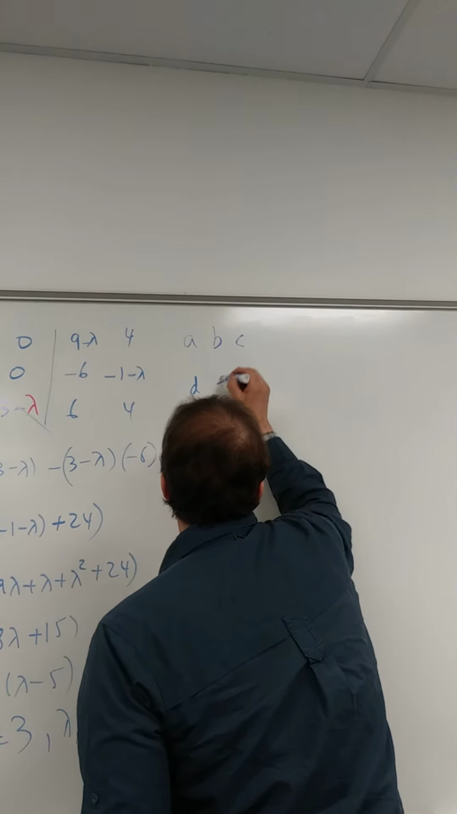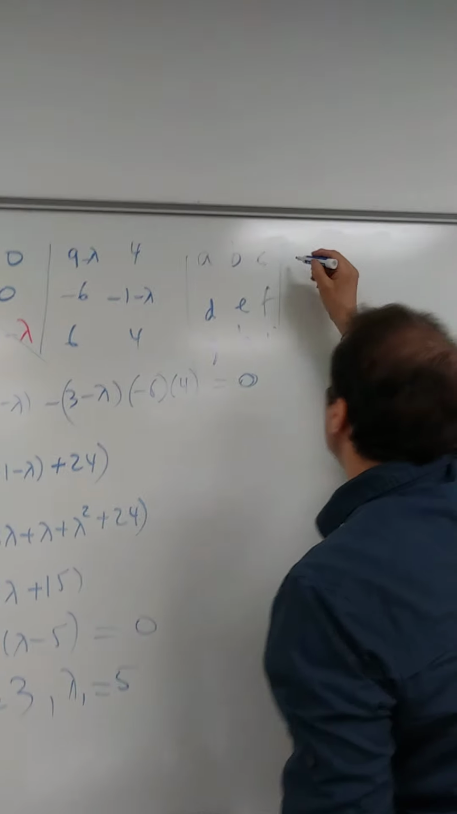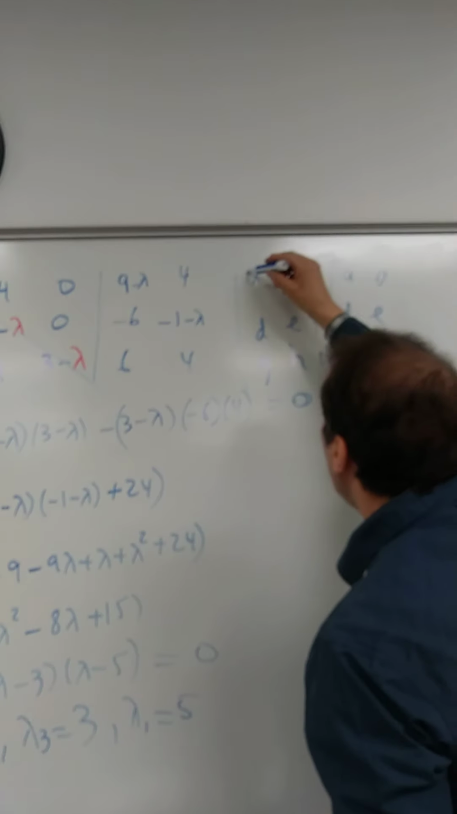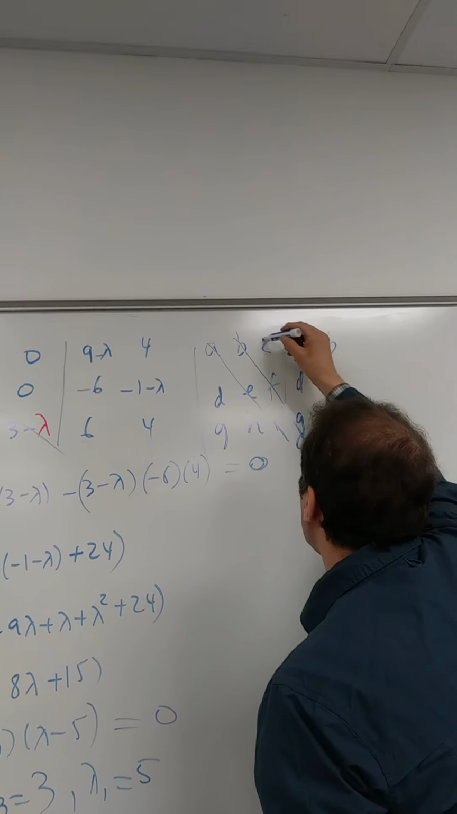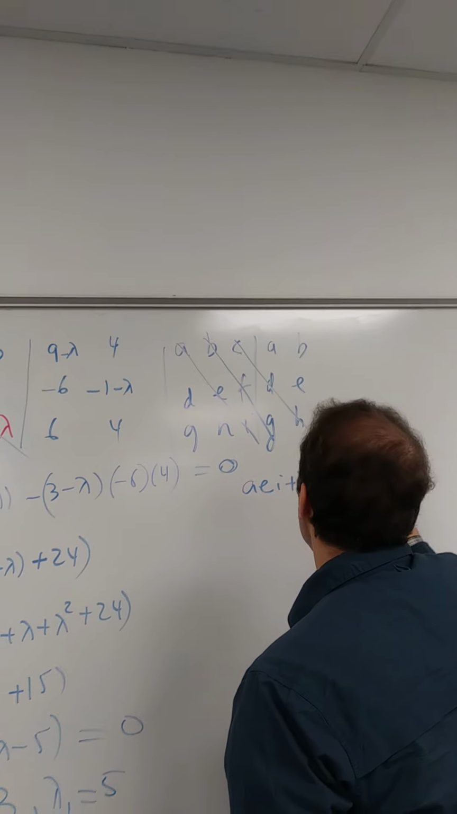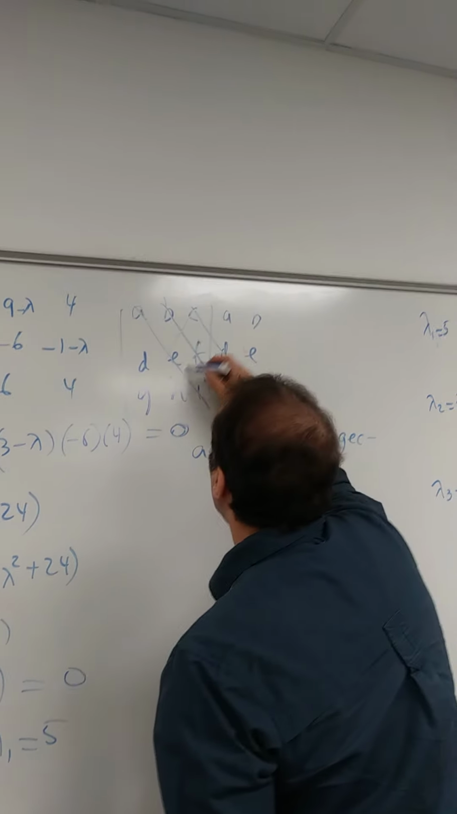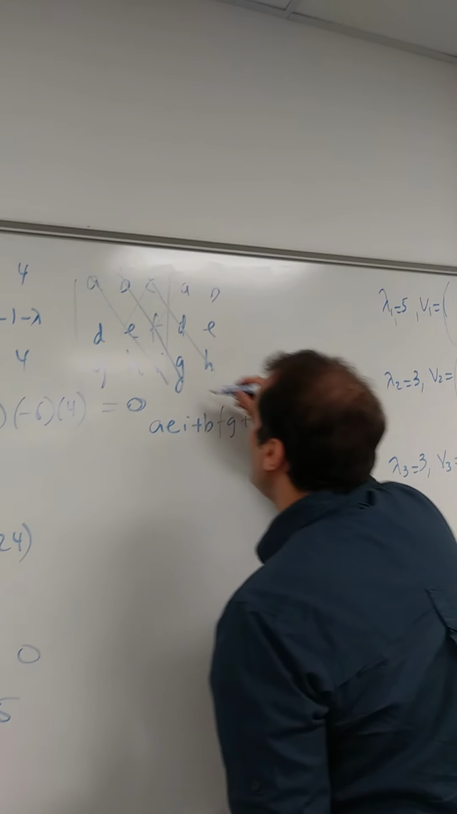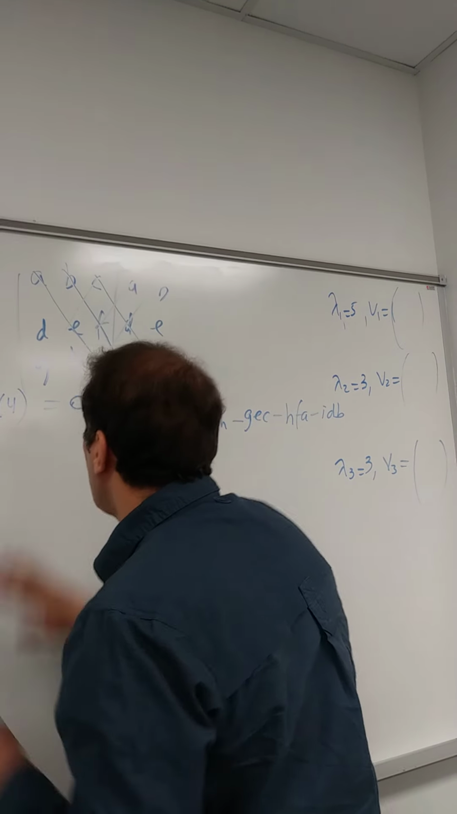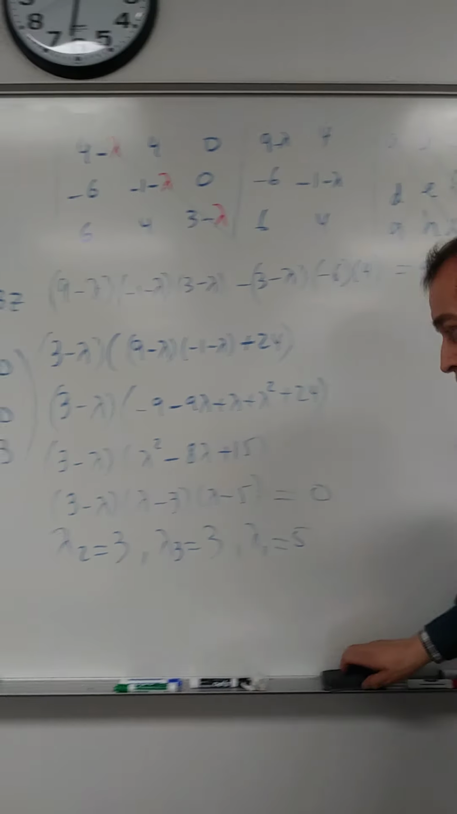So it will be like this. A, B, C, D, E, F, G, H, I. You reproduce the first two columns, A, D, G, B, E, H. So you multiply A, E, I plus B, F, G plus C, D, H, minus G, E, C, minus H, F, A, minus I, D, B. This is just a reminder, we did this before. It's just a reminder of how I found this determinant. You set it equal to 0 and then you get these eigenvalues.